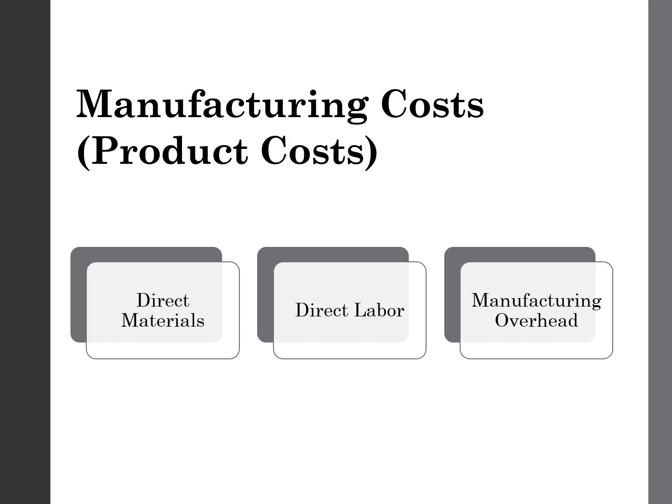These costs include indirect materials, indirect labor, as well as factory-related costs such as depreciation on the factory and equipment, as well as insurance, taxes, and maintenance. It is very important that you understand this learning objective. There will be many discussions throughout this course about product cost.